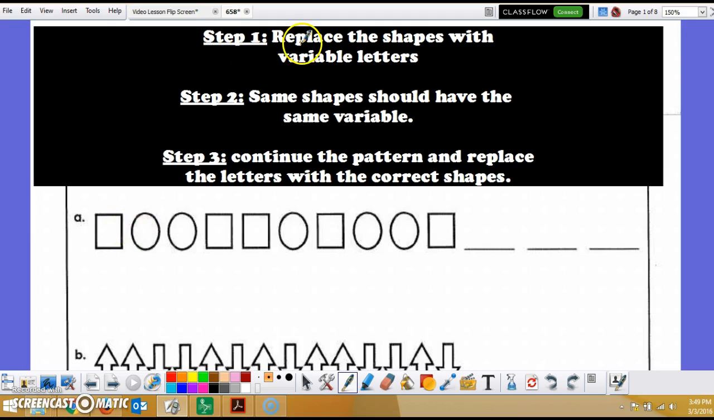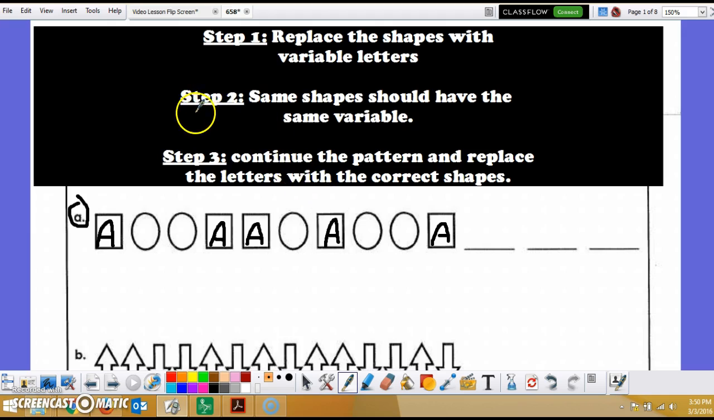Here are the steps. First, replace shapes with variable letters. For example, in A, each of these shapes is going to get a unique variable. In this case, I have a rectangle and circle. So every rectangle is going to be labeled with an A. Or if you wanted to make it a different variable like X, that's fine. But every rectangle gets that same exact variable.